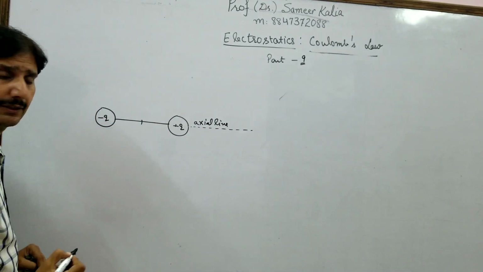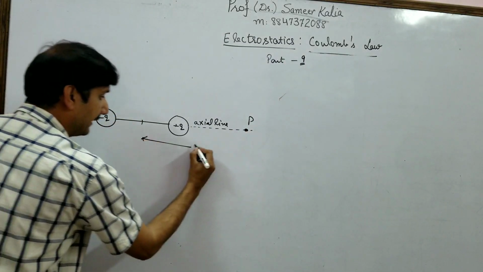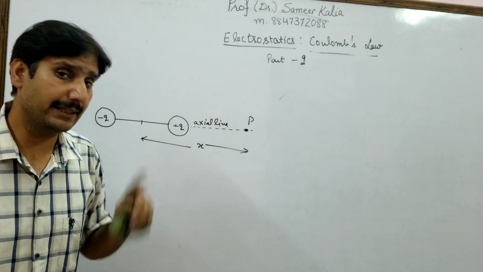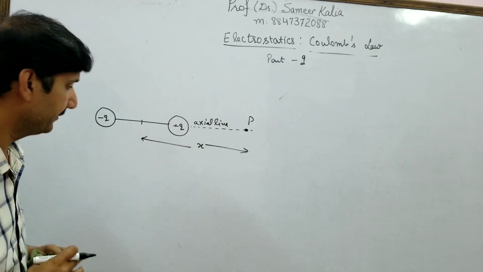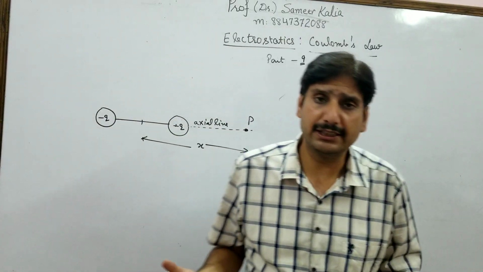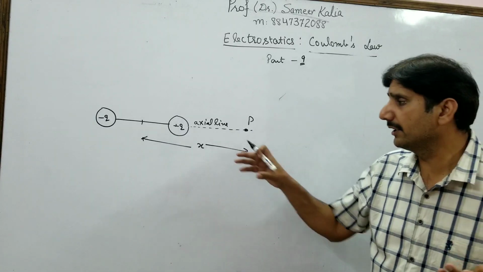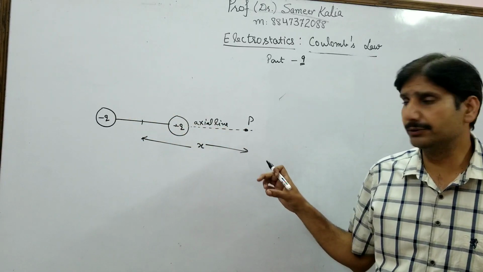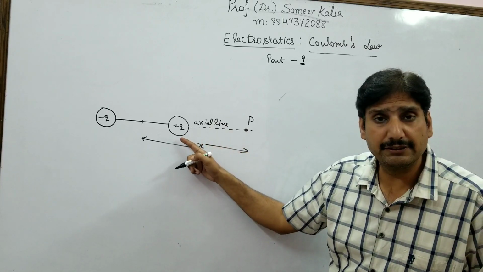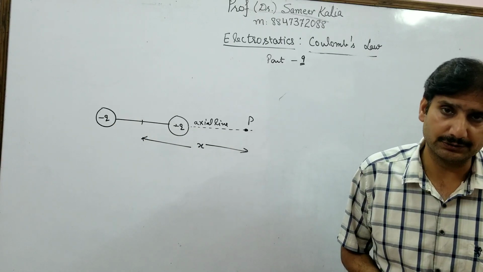From the center, let's say I consider a point P at a distance x, where I wish to find out the electric field due to this dipole. I apply the principle of superposition which we did earlier. We simply cannot find the electric field due to both the charges together. So what we'll do is find the electric field due to the positive charge, the electric field due to the negative charge, and then do the vector sum of these two.